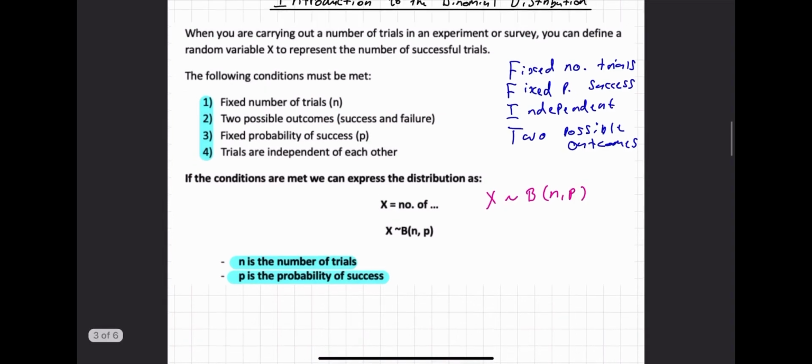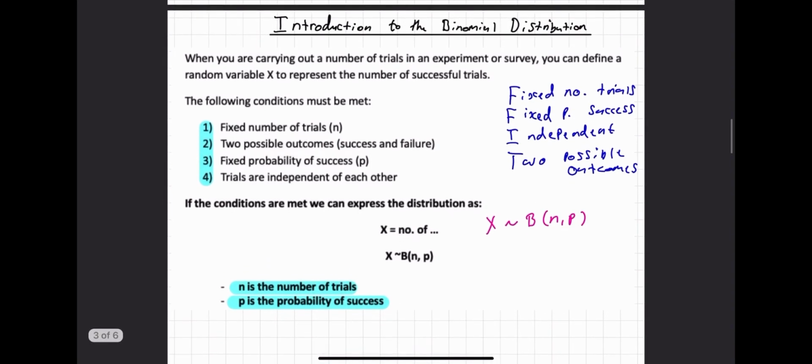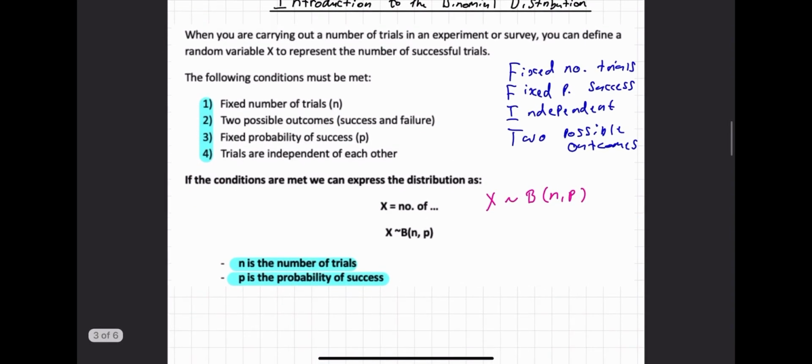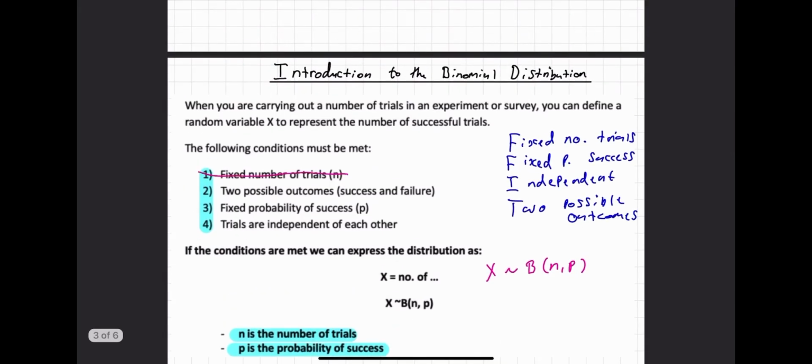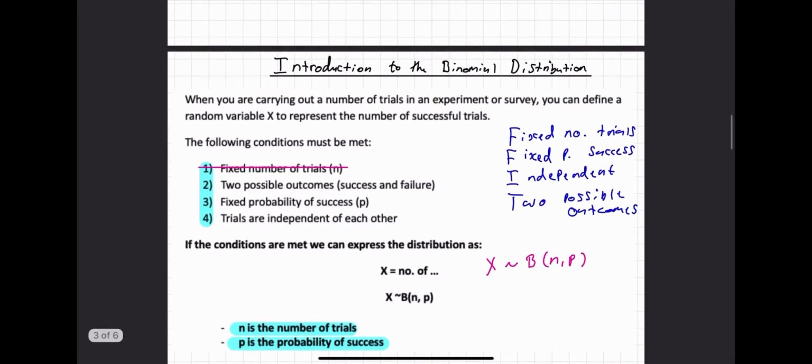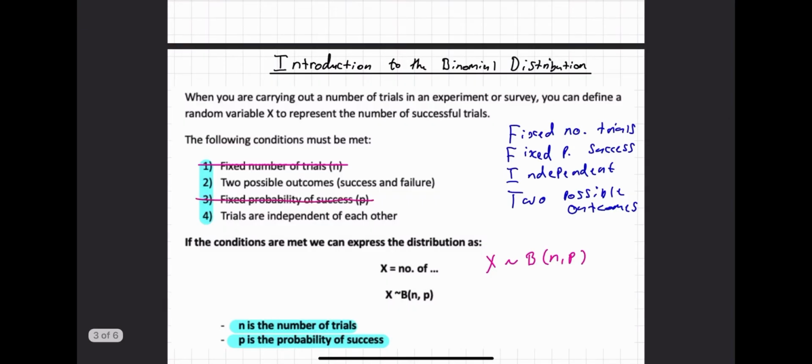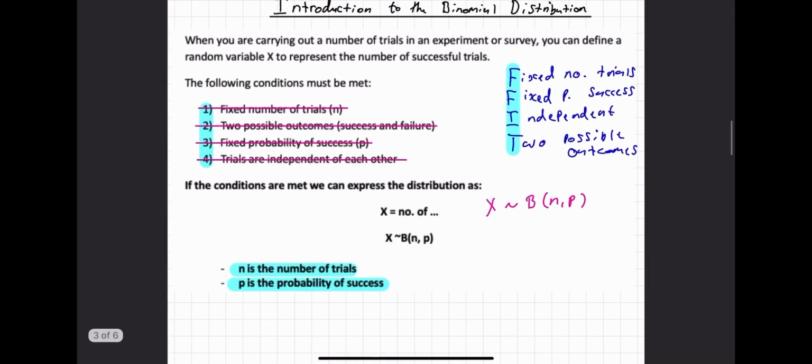So now let's see how closely it matches. Fixed number of trials is that one. Fixed probability of success is that one. Trials are independent is that one. And two possible outcomes is that one. So FFIT works perfectly every time. If that's how you want to memorize it, that's how you can memorize it. If you prefer to just memorize it in a list, you may want to put it on a flashcard or something, then go for it. I guess you can do that.